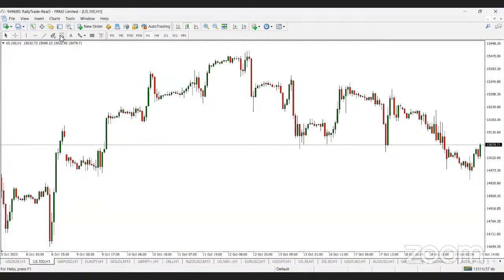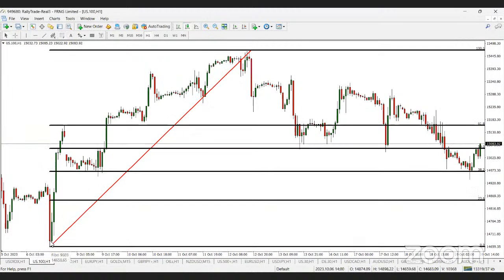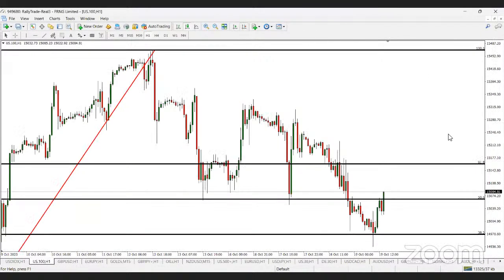Let's draw our Fibonacci. Remember that we're looking at a downtrend, so that means you're drawing it from up to down, right? Good. Now this is it. Now if we look at US 100 here, we can see that currently US 100 is trading above my 50%.